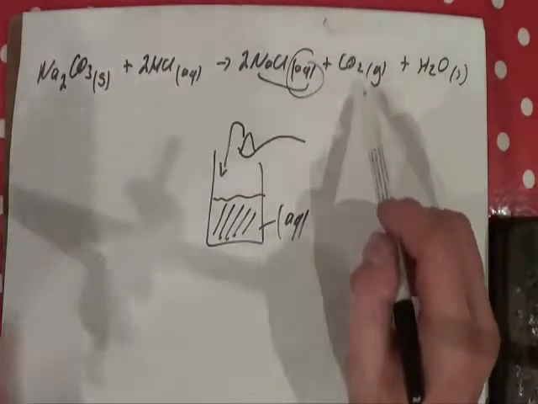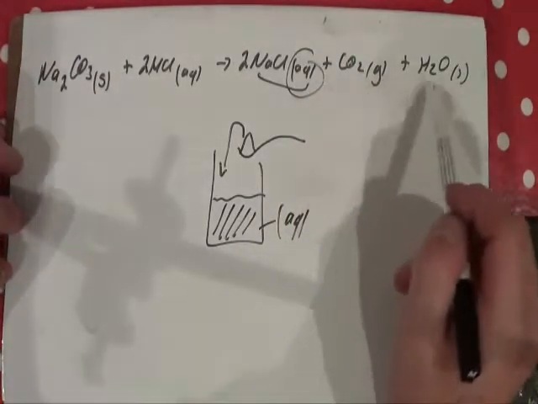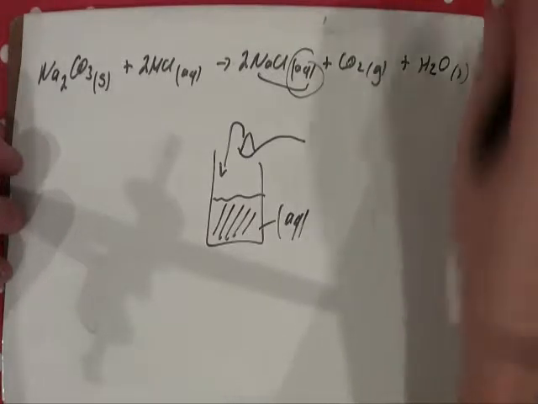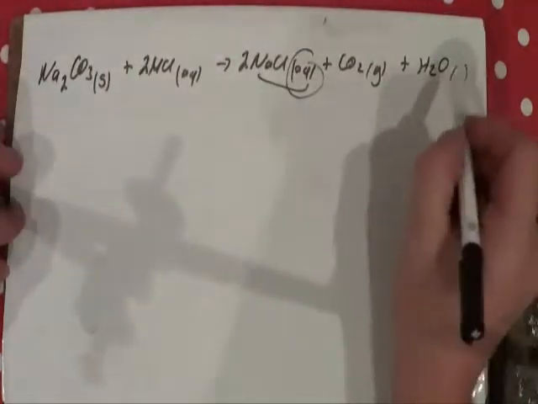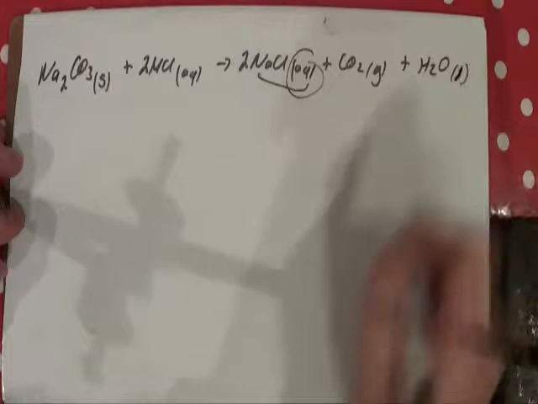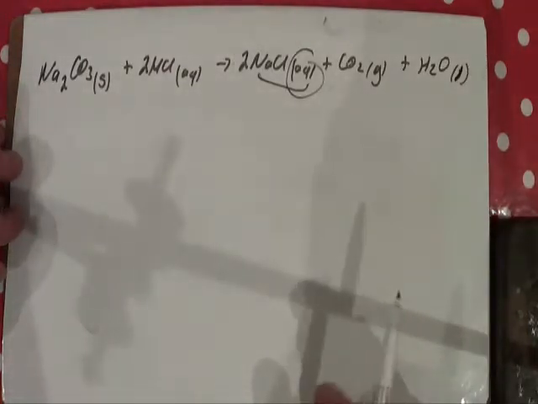Carbon dioxide, well, hopefully you know it's a gas. And water, you might say, well, why is that not aqueous? Well, aqueous means dissolved in water, and water doesn't dissolve in water, so it's a pure liquid, L. That's an L at the end for our water.